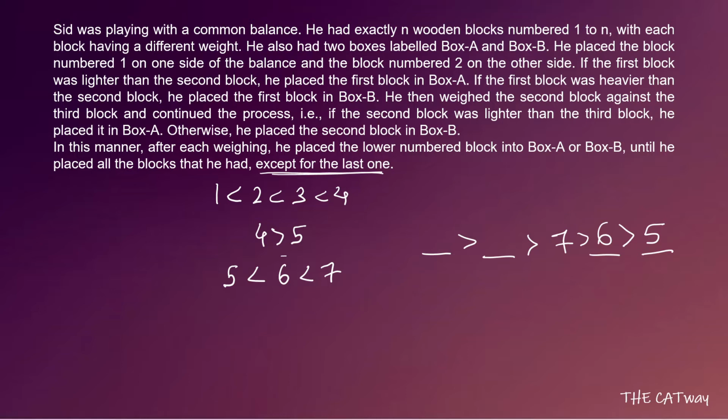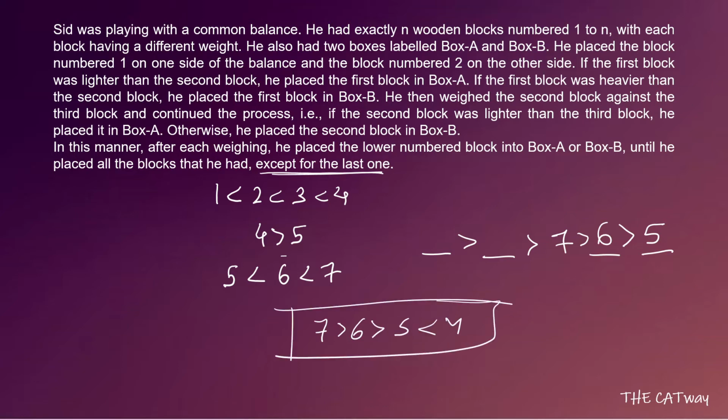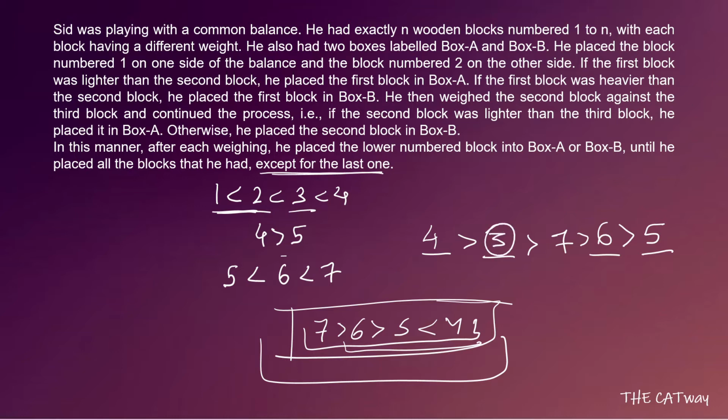One of them can be 4. The reason is that we know 7 is heavier than 6 is heavier than 5, and 4 is heavier than 5. As in the last case, 6 can be heavier than 4. We can take a possible case that 4 is heavier than 7, because there is nothing mentioned about the relation between 4 and 7. Now we have to see if one more block can come. That block cannot be 1 or 2, because 1 and 2 are lighter than block number 3. So the only block which can come here is block number 3.